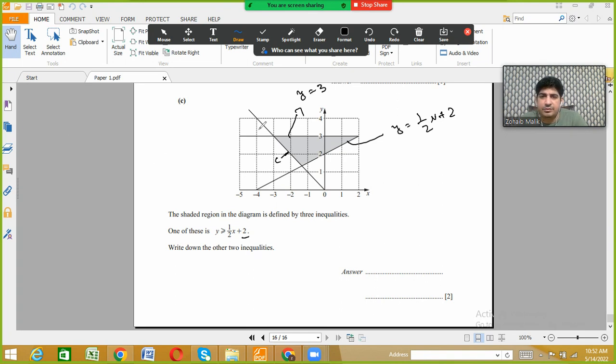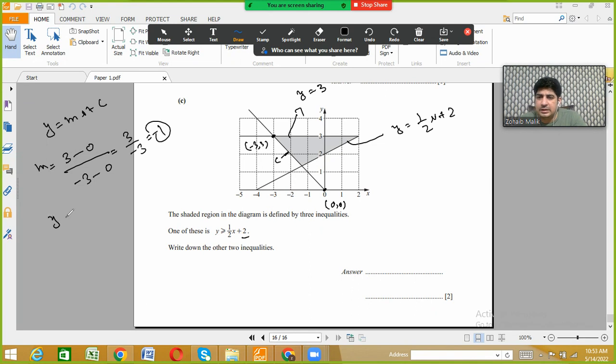I need to find first of all its gradient, because y is equal to mx plus c. So for the gradient, I will be taking 2 points. The first point I'm taking is this one, and the second I'm taking this one. Or you may take any 2 points, the gradient will remain the same. So this is 0, 0, and this point is minus 3 and 3. So this would be 3 minus 0 over minus 3 minus 0. This is 3 over minus 3, which is equal to minus 1.